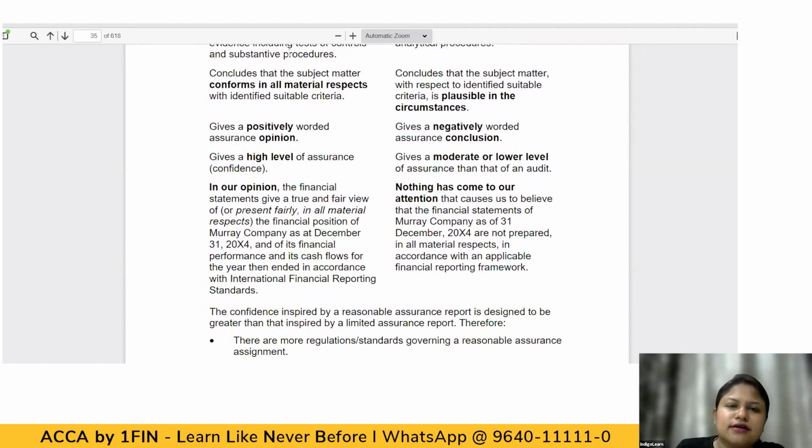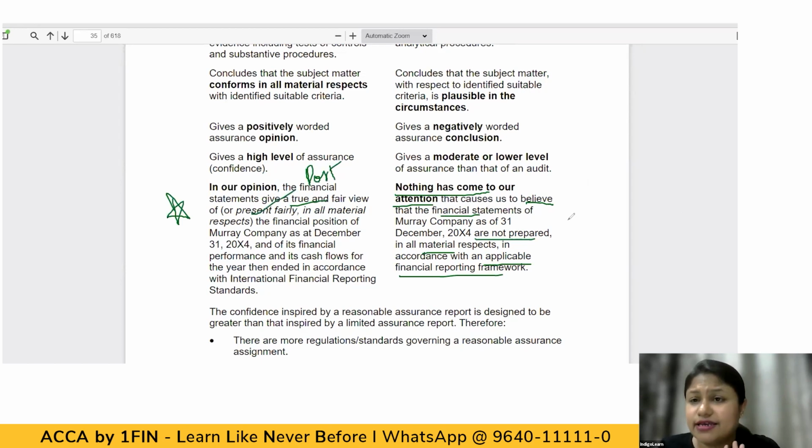The most important part is where we look at the way in which the opinion is given. How will the opinion be given? The financial statements give a true and fair view, so it's a very positive way. But here we say nothing has come to our attention that causes us to believe that the financial statements are not prepared in all respects in accordance with the applicable financial reporting framework. So the way in which the opinion is drafted will be in a very negative way. Here it is positive, we are telling it gives a true and fair view. Here we are saying we have not come across anything which tells us we are not reporting a true and fair view. So both are telling it is correct.